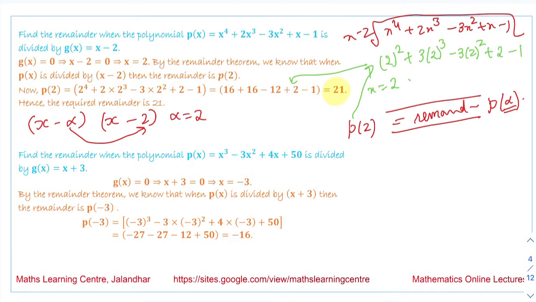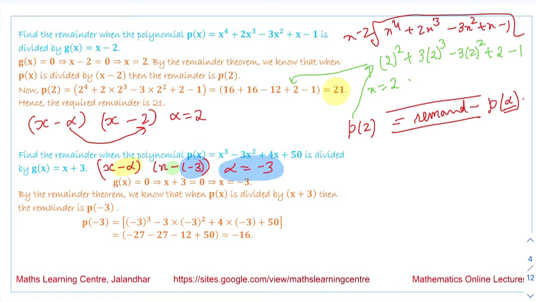Similarly, the next question is to find the remainder when the polynomial is divided by x plus 3. Now it is x plus 3, so we have to compare it with x minus alpha. I can write x plus 3 as x minus of minus 3. So the value of alpha is minus 3. This is important over here. We are comparing it with x minus alpha, so we first write it as x minus of minus 3, and the value of alpha is not 3 but minus 3.